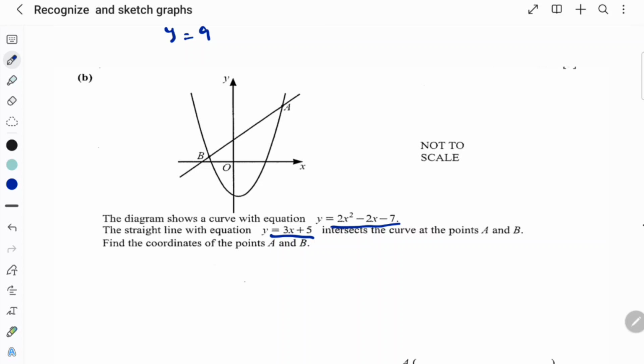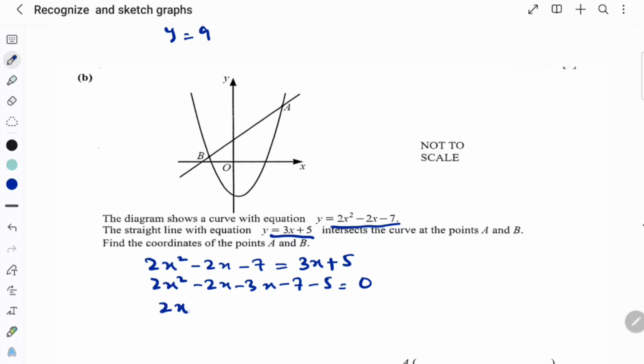Simultaneous equations, just solve them together. So 2x squared minus 2x minus 7, and they are both y in terms of x. They both have y as the subject, so that's why we can make them equal. So solve it: 2x squared minus 2x minus 3x minus 7 minus 5 is equal to 0. 2x squared minus 5x minus 12 is equal to 0.